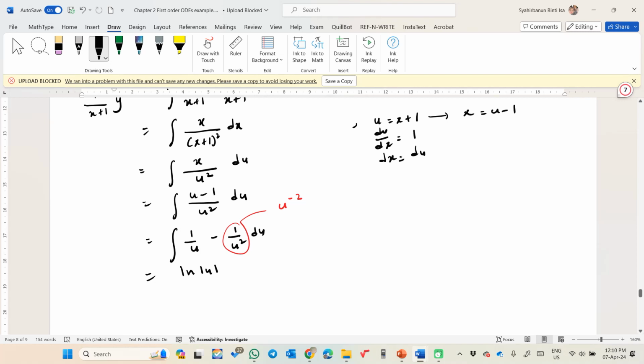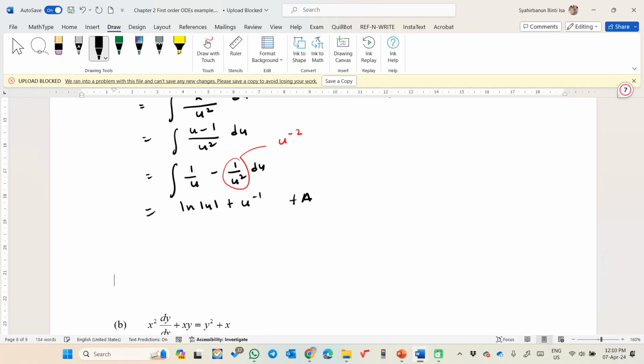So if we integrate, negative 2 plus 1 is negative 1, divided by negative 1. This one is positive, u to the negative 1, plus a. Then substitute back u, so we have ln of x plus 1, plus u to the negative 1, which is 1 over x plus 1, plus a.